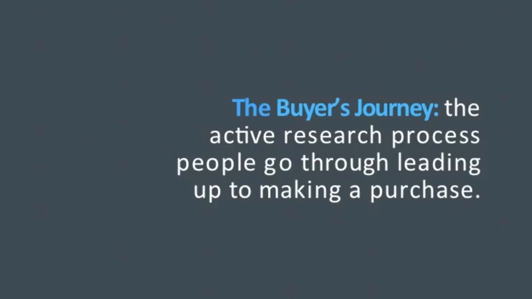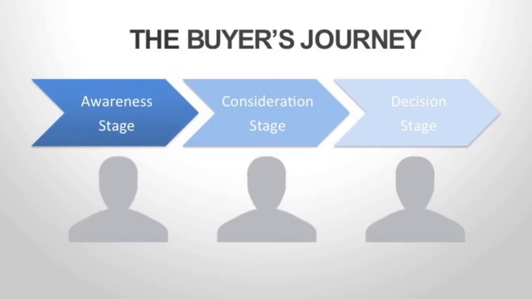The buyer's journey is the active research process that people go through leading up to making a purchase. It's like the buying process or marketing funnel you may be familiar with, but it's from the buyer's perspective. The buyer's journey is made up of 3 stages: awareness, consideration, and decision. And they depict the buying research process. First, they identify a problem or opportunity. Then they investigate solutions. And finally, they decide on a way to solve their problem.